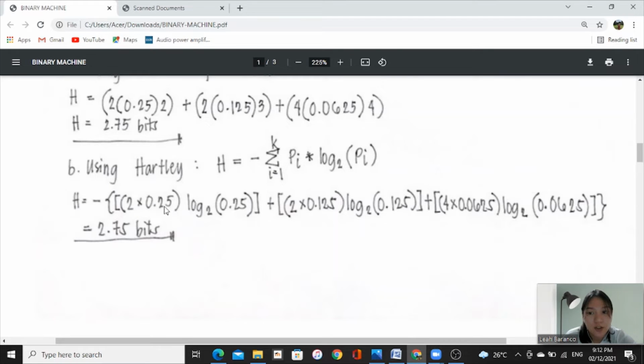So summation, for example, the variables that have a probability of 0.25 is 2, and then log base 2 of the probability. So the total would be 2.75 bits.